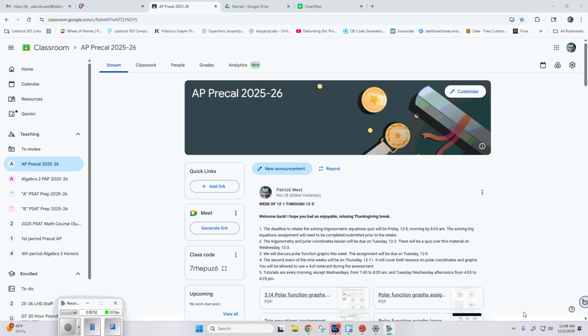Don't forget that Thursday morning at 8:05, that's the deadline if anybody wants to retake that equations quiz from before the break. Oh, and next Thursday, the 11th, we have our second exam of the 9 weeks. So we're going to be really close to wrapping this up. We've only got a little over 2 weeks left. Questions?